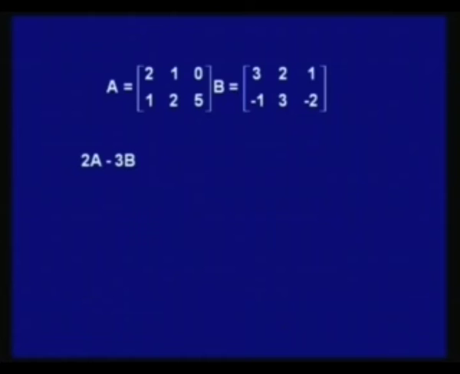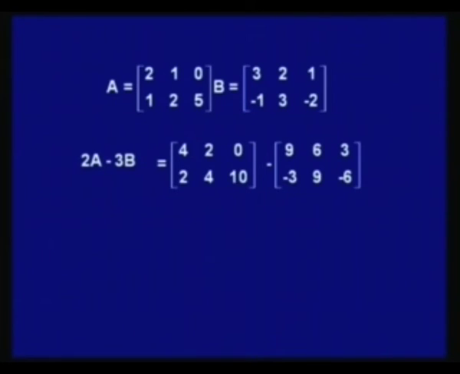Now, I take another example where I consider A as a 2 by 3 matrix and B as this 2 by 3 matrix, then 2A minus 3B. 2A is a matrix obtained by multiplying every element of the matrix A by 2, that is 2A is 4, 2, 0, 2, 4 and 10. Minus 3B means each element of B matrix is multiplied by 3. So, it is 9, 6, 3, minus 3, 9 and minus 6.